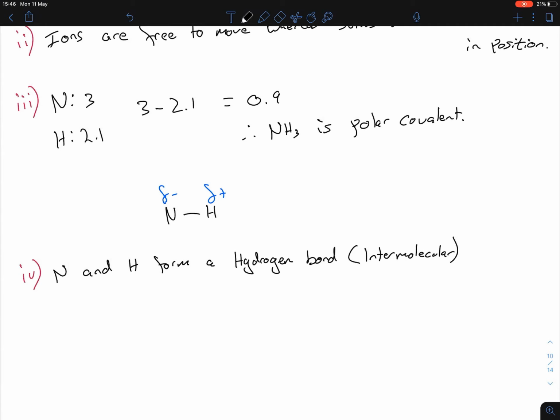From a hydrogen bond, you could specify that nitrogen has a negative dipole and hydrogen has a positive dipole. Opposites attract. And that's it. Something along those lines, and you'll get your marks.